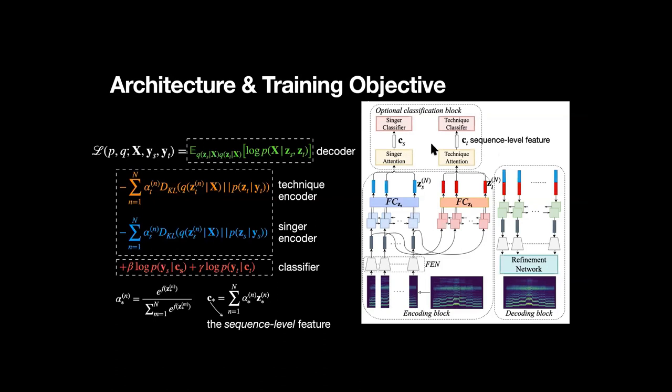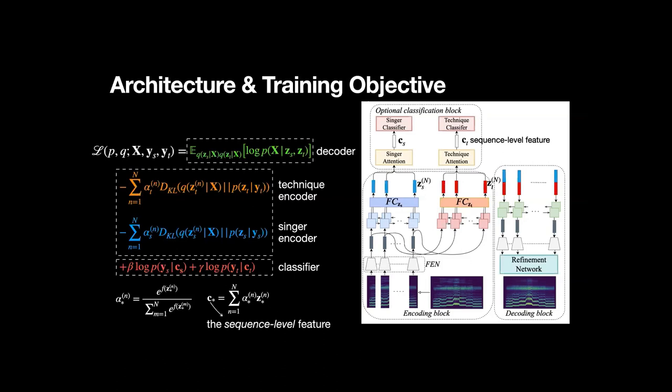So what we are doing is simply aggregate the segment level representation to a sequence level representation. And we use attention mechanism here. So for the objective function, what we are doing is same as before. We have the decoder for reconstruction, and we have technique encoder to regularize the technique latent variable to the corresponding Gaussian components in the latent space.